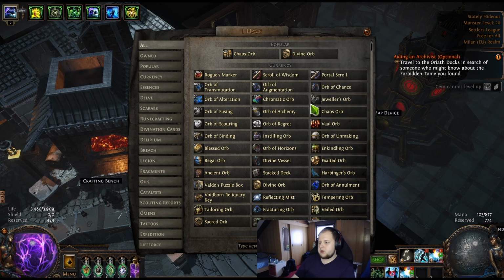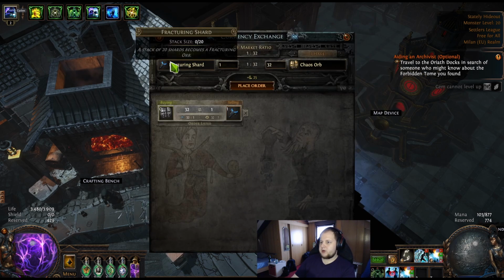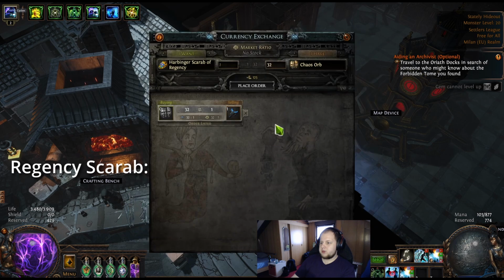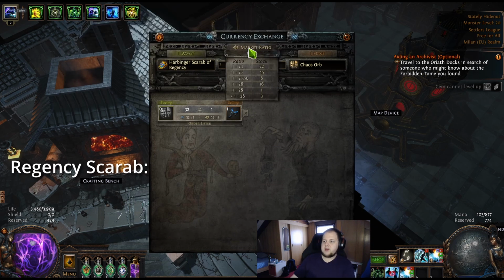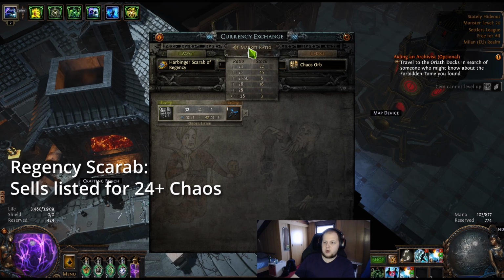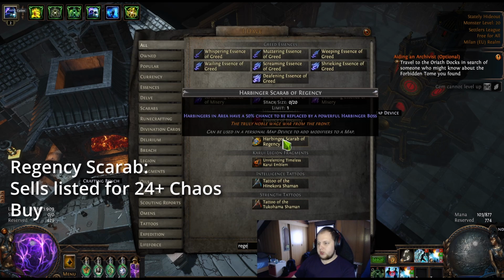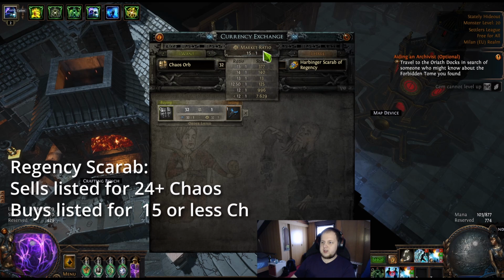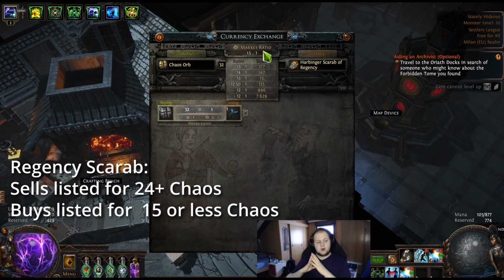Let's take a different example. I have chaos and I want my good old Regency Scarab. Now I see here that people are willing to sell Regency Scarabs for 24, 25 chaos. This is what people have listed their scarabs for. But if I change it the other way around, this is what people are seeing when they look to sell their Regency Scarabs. Let's say I've just gotten a strongbox and it dropped a Regency Scarab. Now I have this and I'm trying to get rid of it.